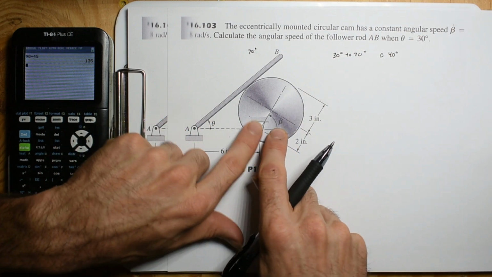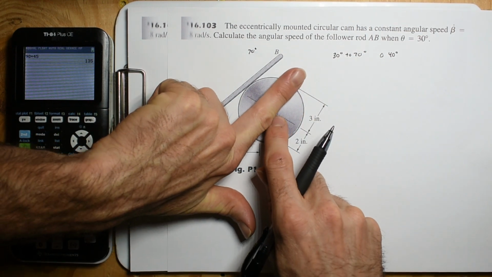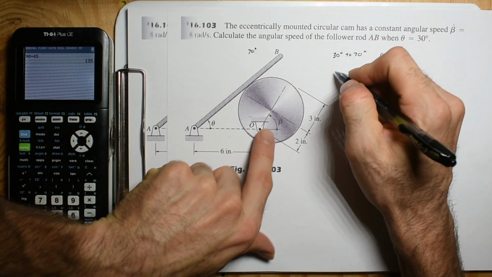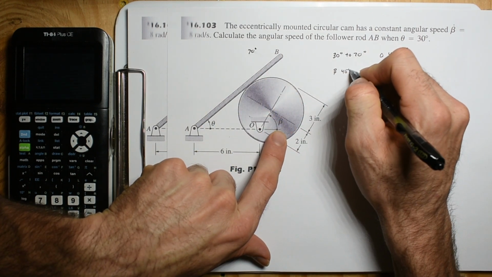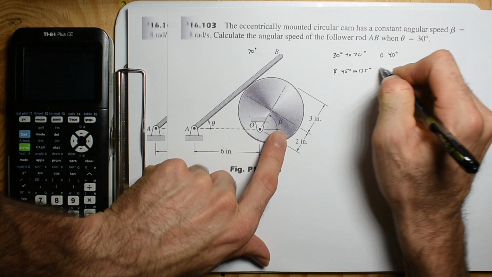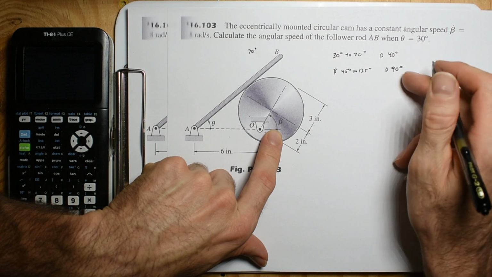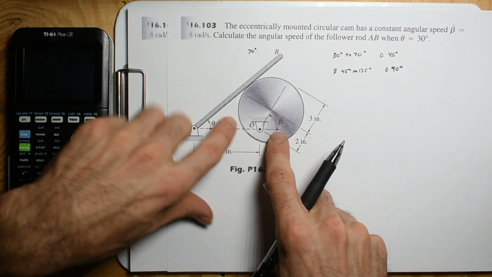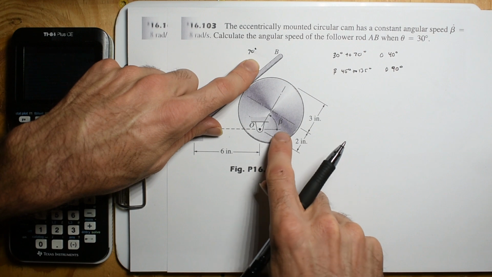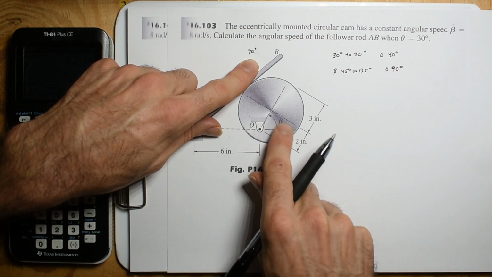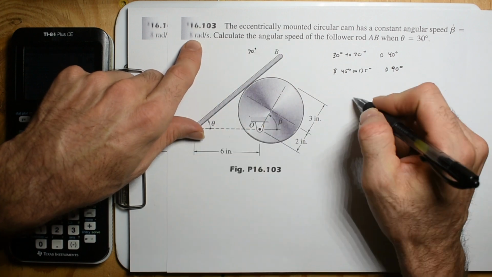And when beta changes, beta is going to go from 45 to 135. So this beta is going to change from 45 degrees to 135 degrees. That's a change of 90 degrees. And this thing has a constant angular speed. So this angle beta is a constant speed, and we know that's going to be 8 radians per second.